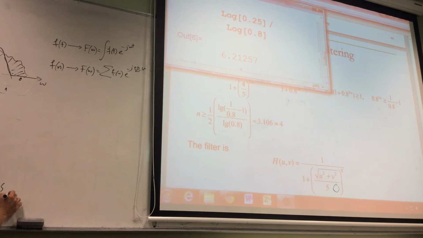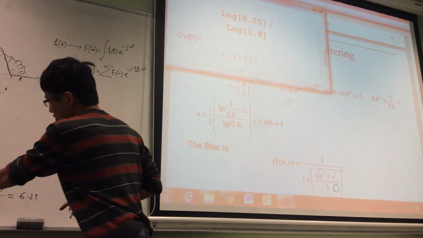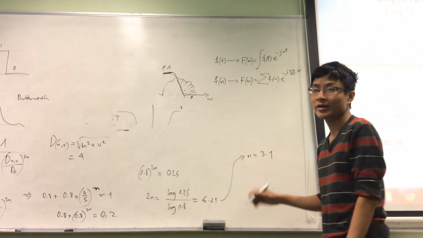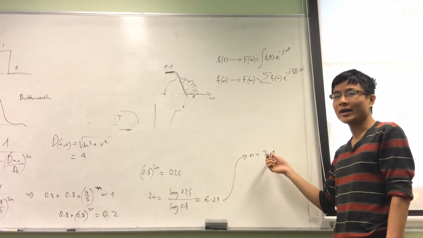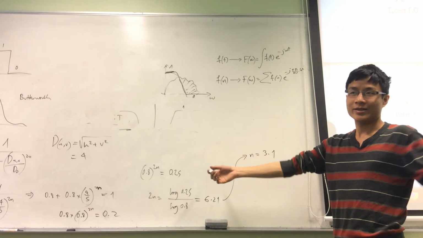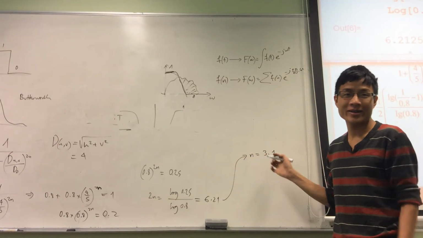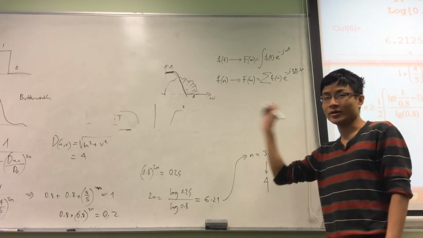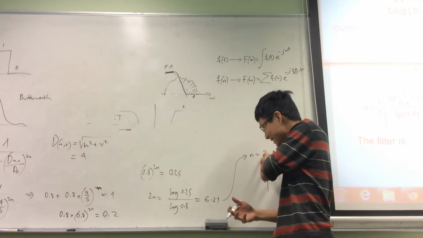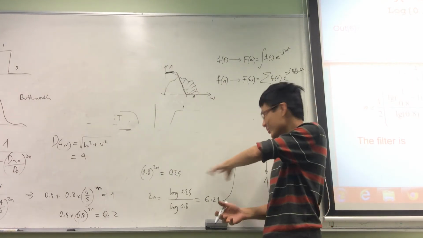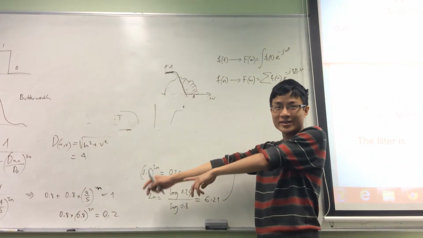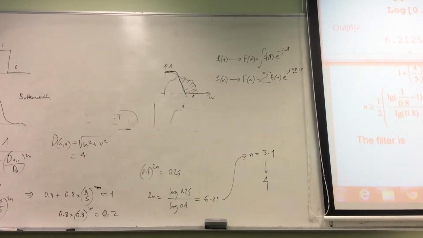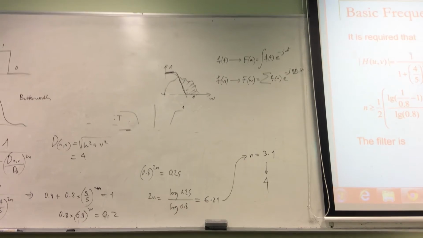This is 2n equal to 6.21, so you can calculate n equal to 3.1. Now you need at least 3.1 orders to give you that. But you don't have 3.1 orders, right? N is an integer order, so you need to make it 4. You need at least this to get that. If you put 3, you do not get enough. So 4 will be the number of orders you want.